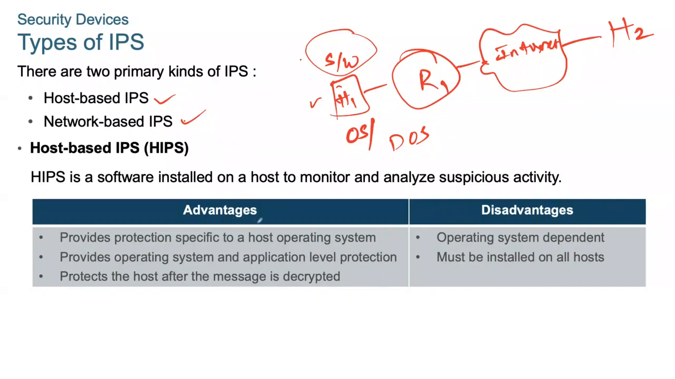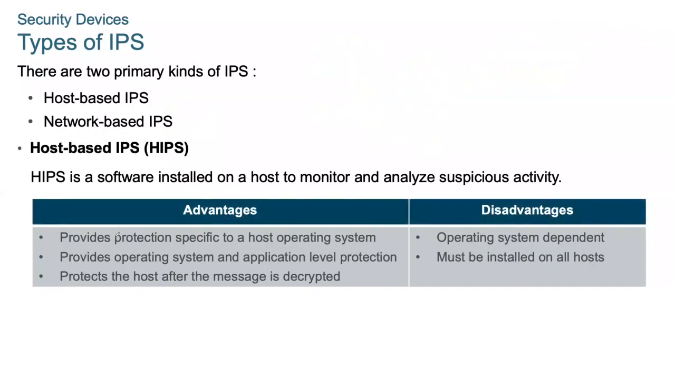The advantages and disadvantages of HIPS: as said, they provide protection specific to the host operating system. It's inside the operating system, protecting critical processes. They provide operating system and application level protection only, and they protect the host after the message is decrypted. But the disadvantage is that it is operating system dependent, depending on which operating system you are using, and it must be installed on all hosts.